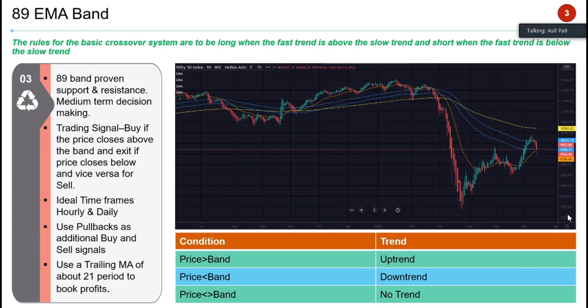89 EMA low. Within the band there is no trend. Above the band you will buy. Below the band you will sell. 21 EMA is a precautionary stop loss. It gets hit, you're out. Again, price starts riding over 21 EMA, you get into it. Below 200 EMA, if price is falling back, you keep adding quantity.